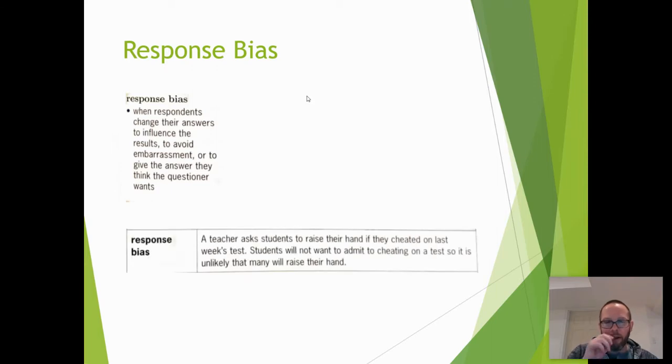Here's an example that you guys have. A teacher asks students to raise their hand if they cheated on last week's test. Even if you did, it's not likely that you're going to want to admit to that. So the teacher's not going to get accurate results. If 5 in 30 people cheated, 0 in 30 are probably going to raise their hands. These kinds of things can come up when questions are uncomfortable too, like even a survey asking people sensitive issues like their weight or whatever you might find sensitive. People might take a few years off, take a few pounds off, that kind of thing.